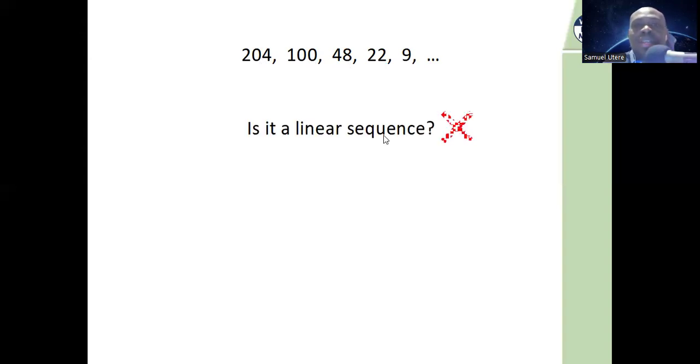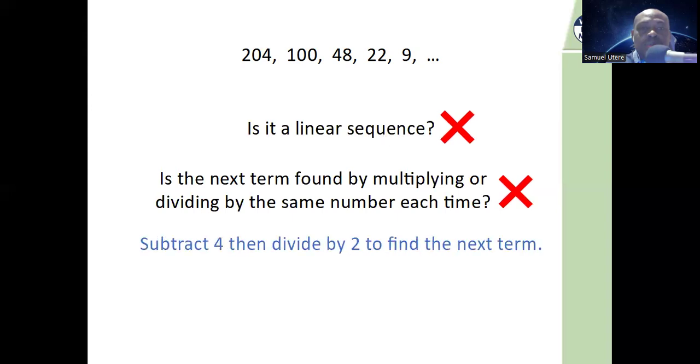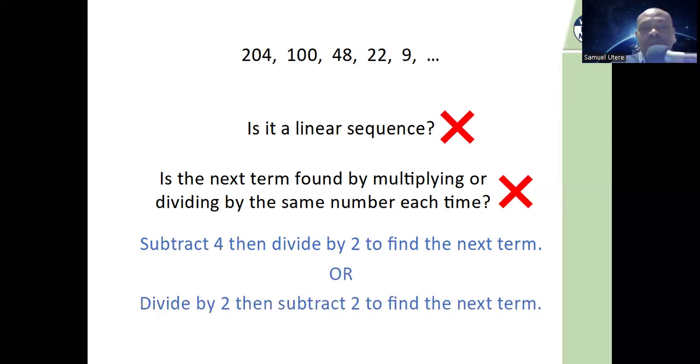Someone else might say, of course, it's not a linear sequence, you should know. Someone else might say, subtract 4, then divide by 2 to find the next term. Okay. Or someone might describe it the way I described it: divide by 2, then subtract 2 to find the next term.